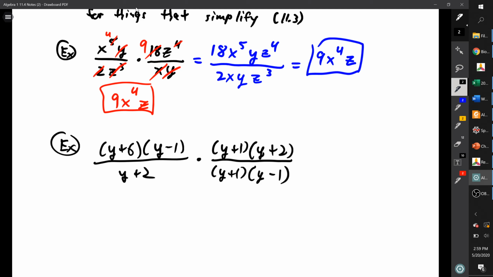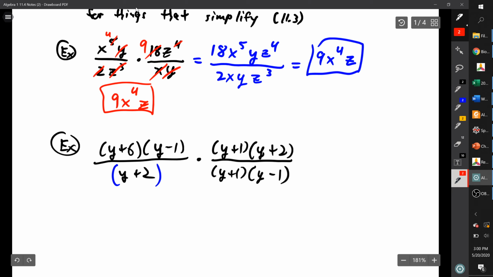Okay, so once again, y plus 6 times y minus 1 times y plus 1 times y plus 2. These are all just being multiplied, and so we can just look for what cancels. Technically this y plus 2, this whole denominator, is getting multiplied by that y plus 1 by that y minus 1. So we should view this as, practically speaking, being in parentheses as well.